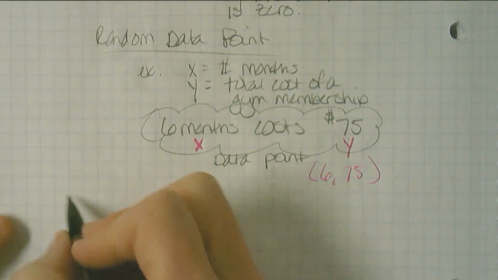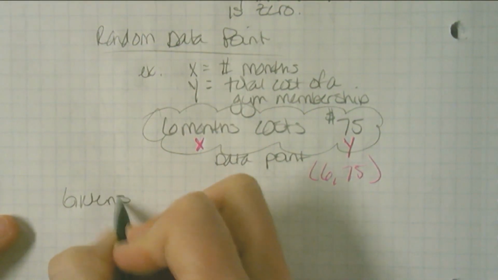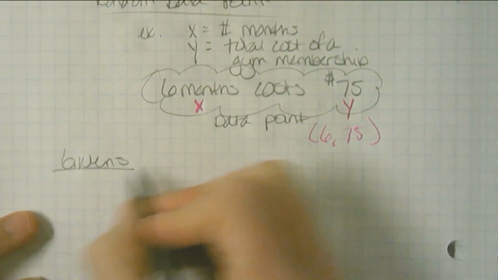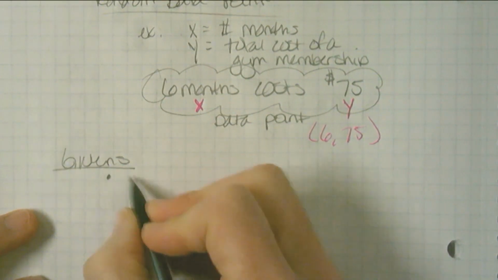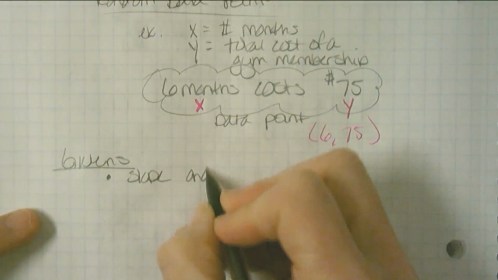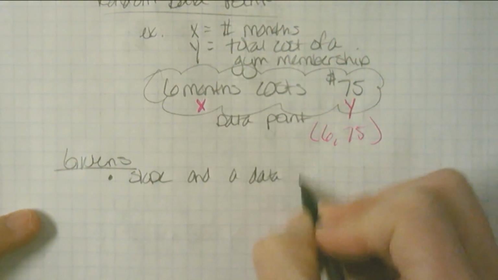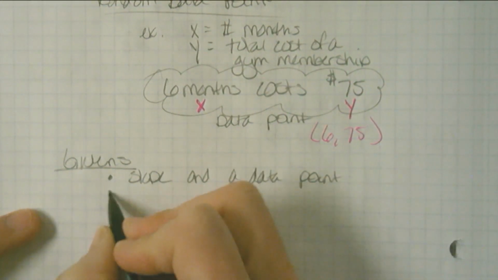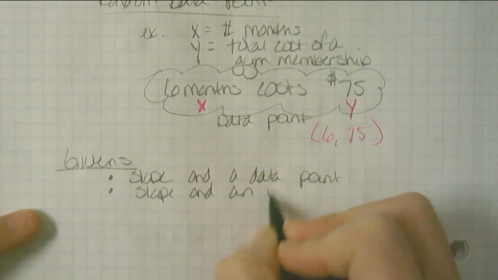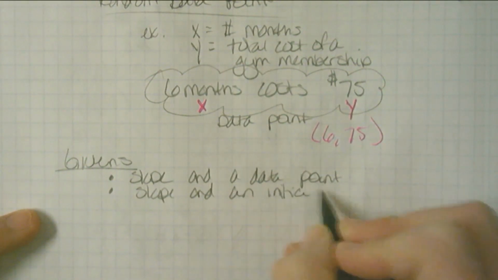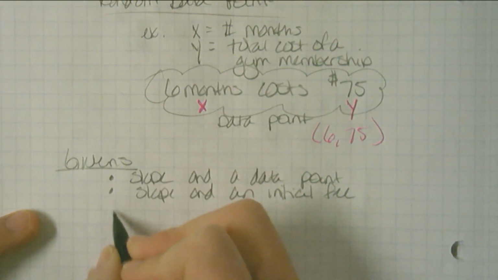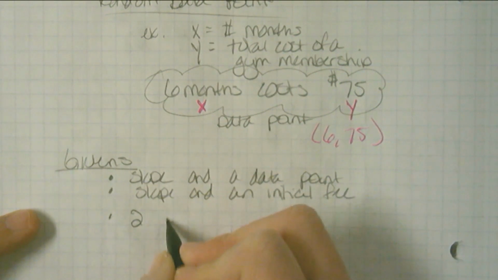All right, so now when we look at our givens, we could be given slope and a data point. We could be given slope and an initial fee, or we could be given 2 data points.